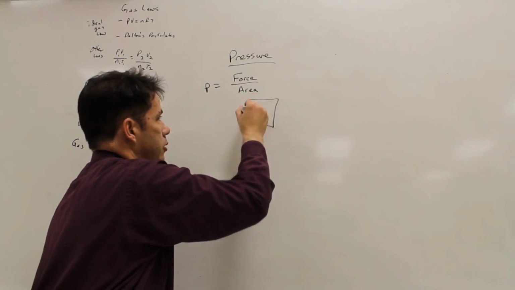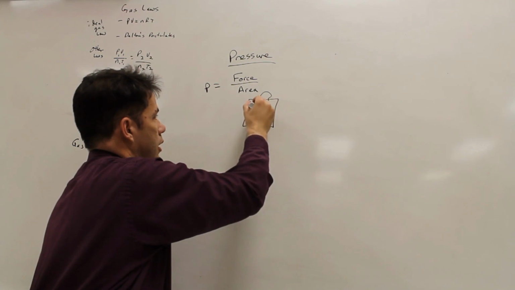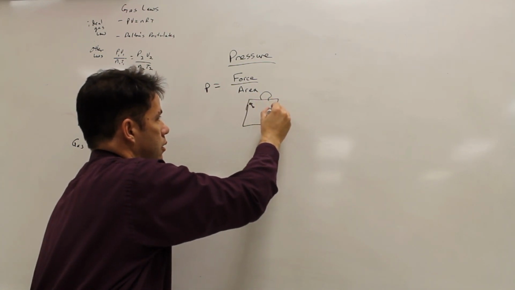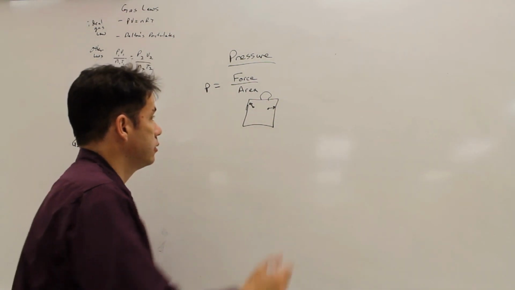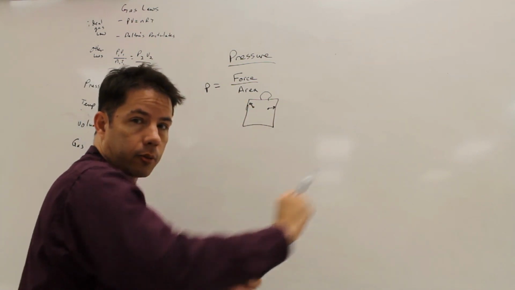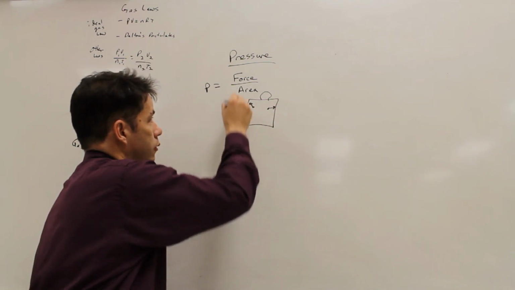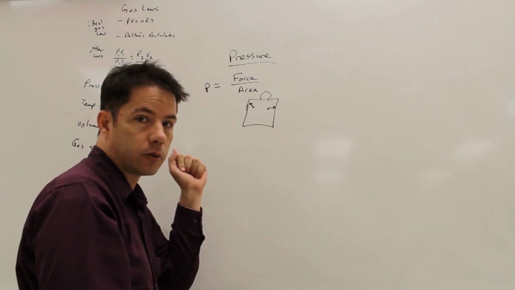If I have a bottle with a gas inside, that means these particles are hitting the sides of the bottle. If I were to calculate the surface area of the bottle and how hard they're pushing up against the walls of the container, I could measure a force, divide it by the area, and come up with a pressure for it.